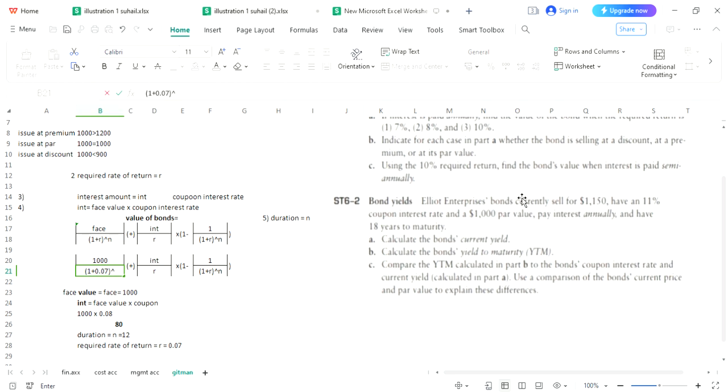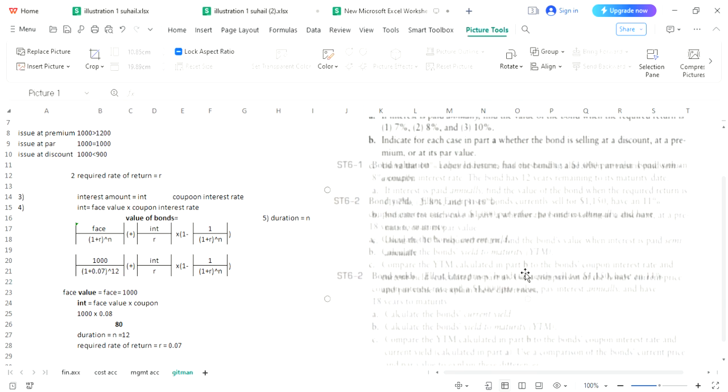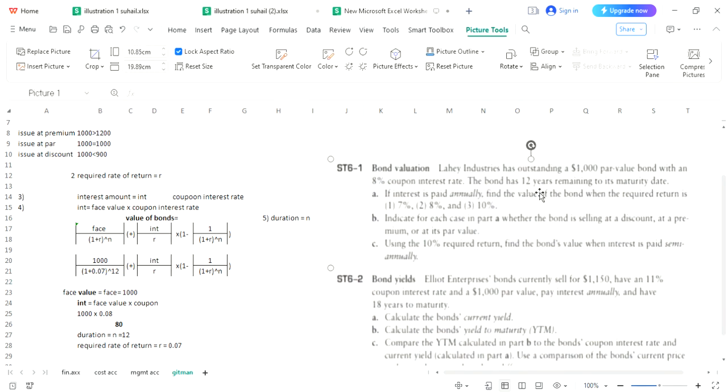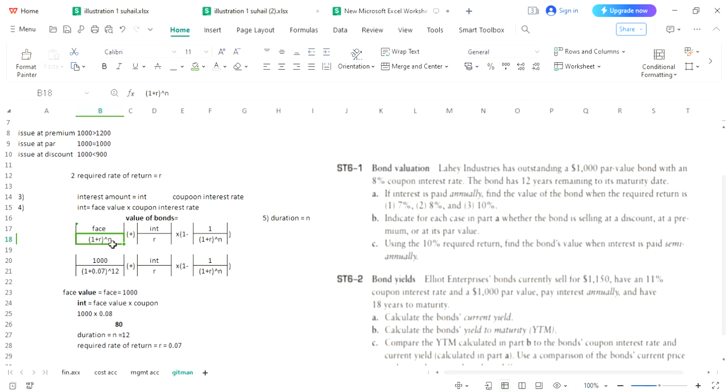So put 12. In this way, the first part of the formula is completed. This was 12. I was willing to let you know again, the bond has 12 years remaining. So part 1 of the formula, we have replaced values over here. Next plus would be as it is, amount of interest. And here you have calculated the amount of interest, which is 80. Put it over here. Downward you need to write down the required rate, which is 0.07. Write down 0.07 over here.